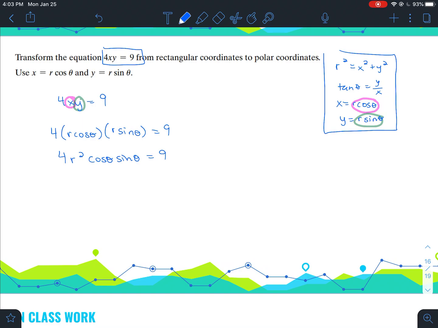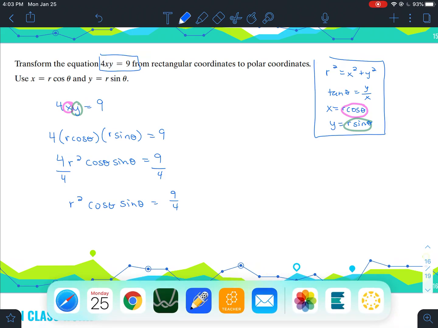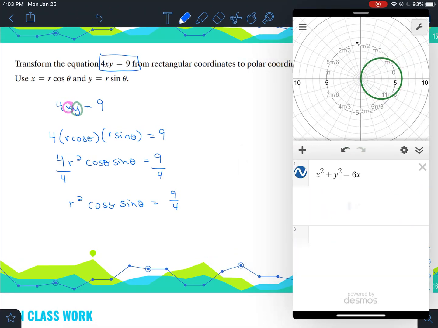I could divide both sides by 4, or technically I'm in polar form right now because I have cosines, sines, and r's. So we're technically done at that point. Or we could solve for r. So I'm going to divide both sides by 4, and I get r squared cosine theta sine theta equals 9/4. And again, we're technically in polar form right now, so let's see if the two graphs would match up on Desmos.